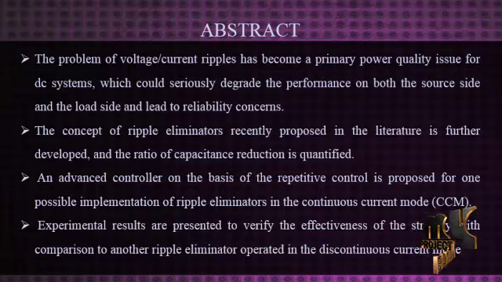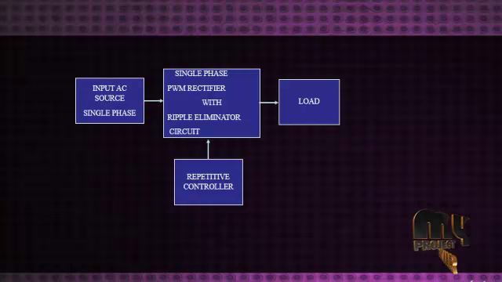An advanced controller on the basis of repetitive control is proposed for one possible implementation of ripple eliminators in continuous current mode conduction, and the results are verified in comparison to another ripple eliminator operated in discontinuous current mode. It has been shown that the proposed instantaneous ripple current diversion leads to a nearly four-fold improvement of performance. Next, we see about the flow diagram of our process.